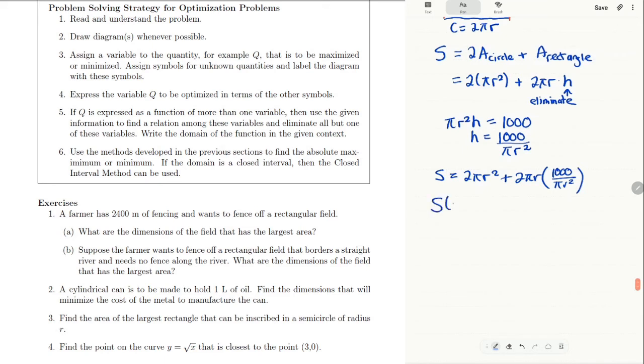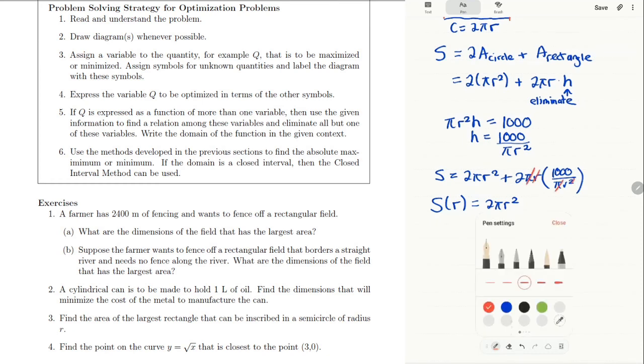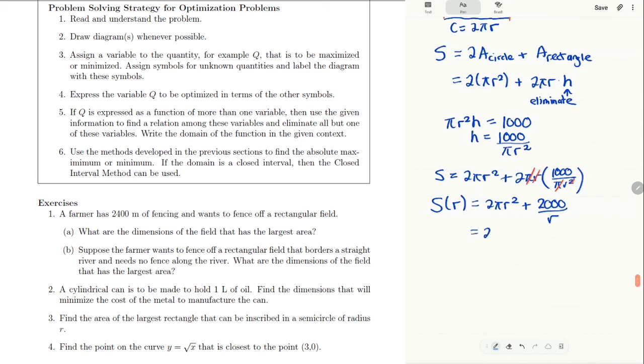So now the surface area is only a function of r, the radius of the can. So now let's simplify. We have 2 pi r squared. We know that the pi's can cancel, and one of the r's will cancel, which gives us plus 2,000 over r. And since we want to find derivatives eventually, let's rewrite it as a negative power. We have 2 pi r squared plus 2,000 r to the negative 1. So this is our function that we want to find its absolute minimum.